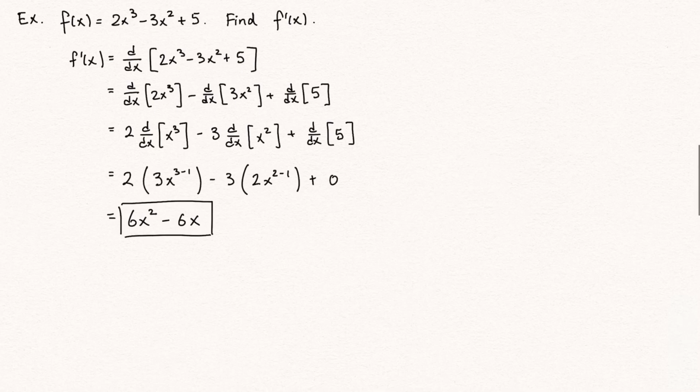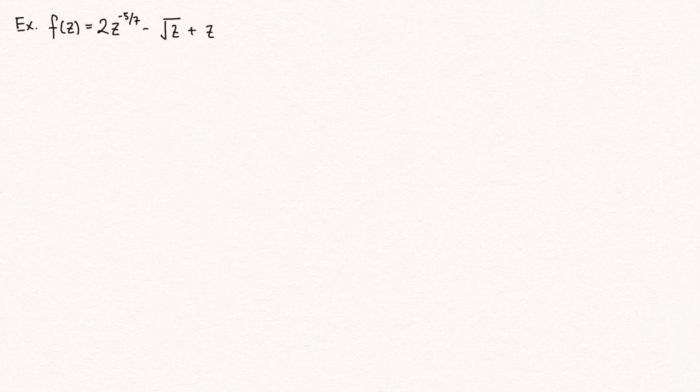Okay, so let's take a look at another example. For our second one, let's consider the function f of z is equal to 2 times z to the negative 5 over 7 minus the square root of z plus z to the negative 3. So this one seems a little bit more complicated, but trust me, we know how to take a derivative of this one as well.